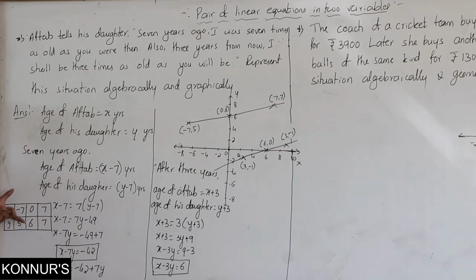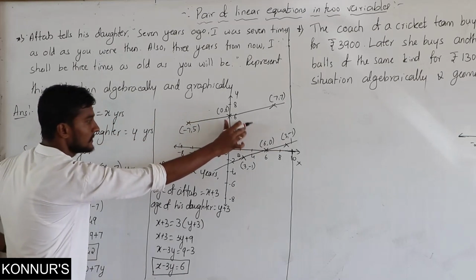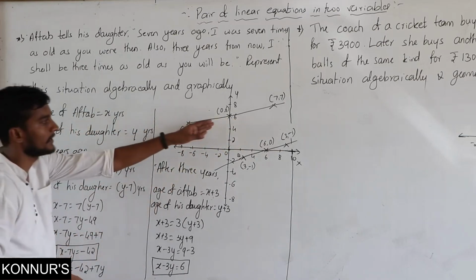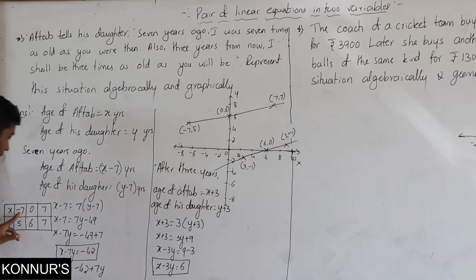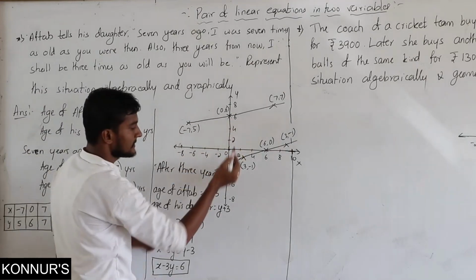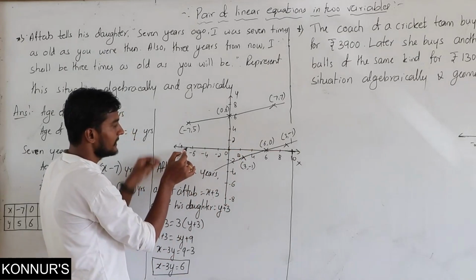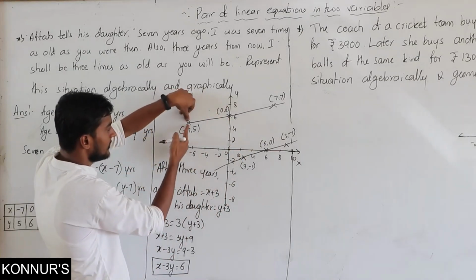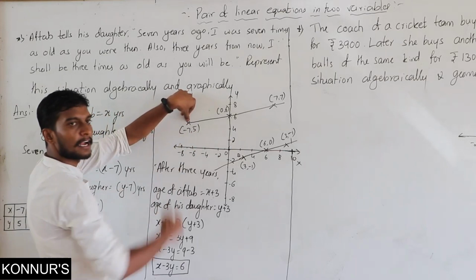So by taking these values, you have to plot a graph. Here we have plotted the graph already. By taking these values, we have put this graph. The first value is when x is minus 7, y is 5. So x is minus 7 you are getting here, and y is 5 you are getting here. Both will intersect here. So minus 7 and 5.